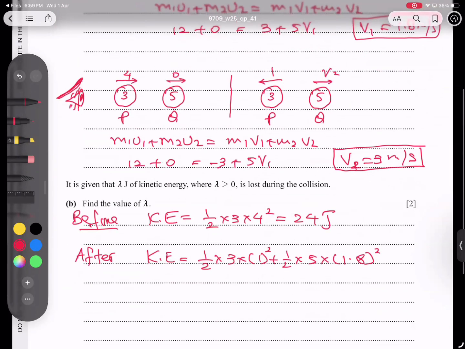So I'm calculating this one and let's see what answer. Half into 3 plus half into 5 times 1.8 squared, and I'm getting here 9.6 joules. And if it loses, I will calculate the loss. So loss is 24 minus 9.6, and I got 14.4. Loss is this one. So loss is 14.4 joules.